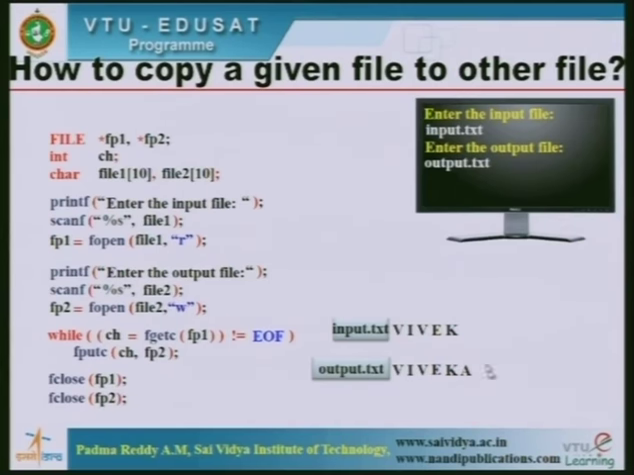Okay, so this A is not there in the output file. Please note it. All these statements must be enclosed within braces, and here we write void main and include stdio.h. So this is the complete program to copy the contents of one file to another file.